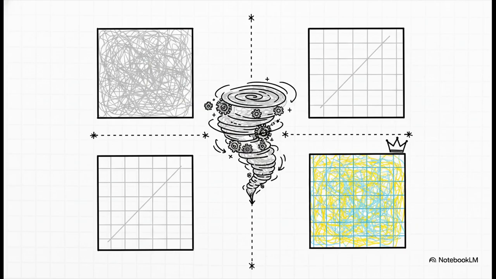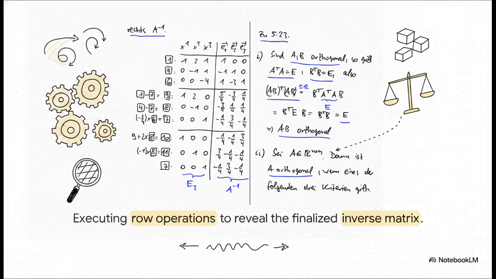The trick is, whatever you do to the left, you do to the right. So if you perform those exact same row operations all the way across, by the time the left side becomes E, the right side will have magically transformed into your target, the inverse matrix, A inverse. Let's actually see this in action.